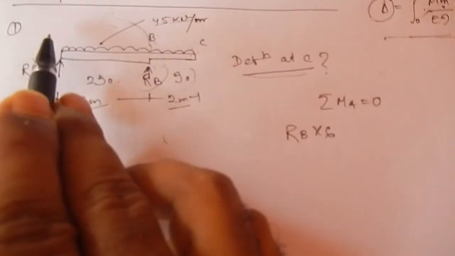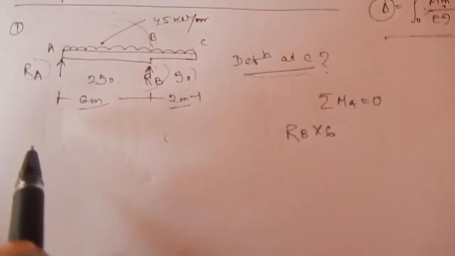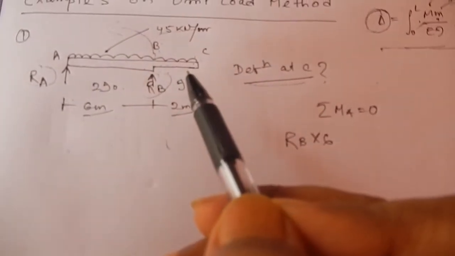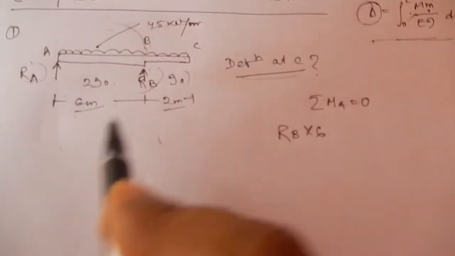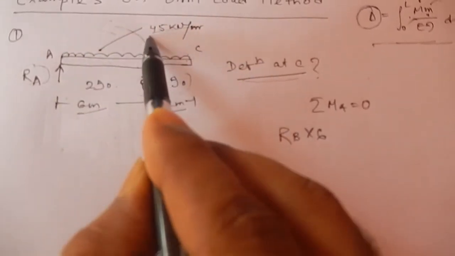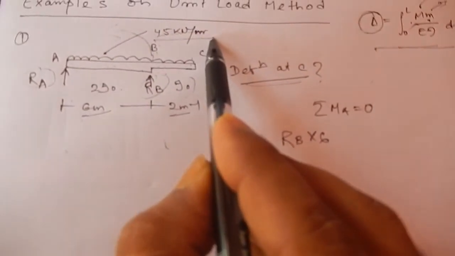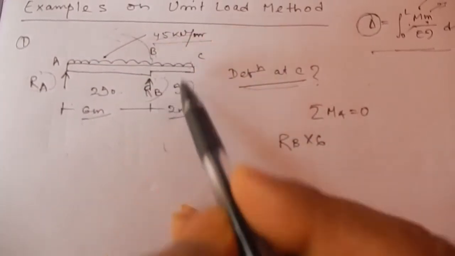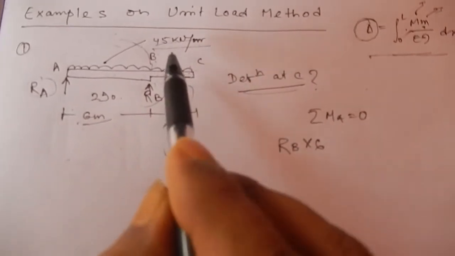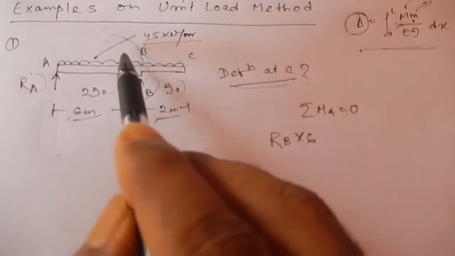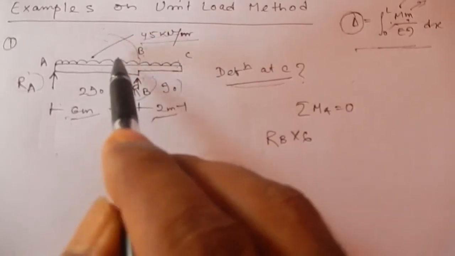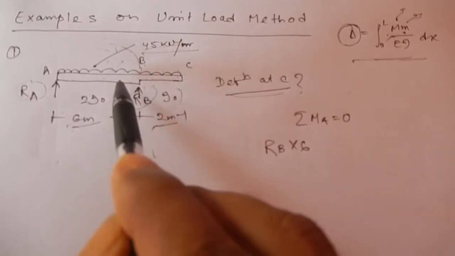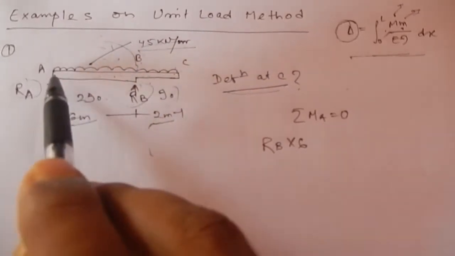This is in anti-clockwise direction, and in clockwise direction this UDL throughout the length will be giving some kind of moment, and this will be equal to this 45 kilonewton per meter, and throughout the length means the total load is 45 multiplied by 8, right, the total load. And we can assume that this is acting through the CG of the load, that is at the center of the load, which is 4 meter apart from A.